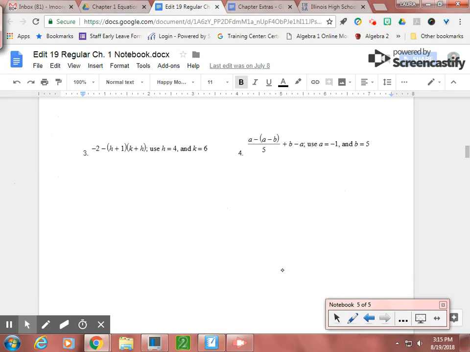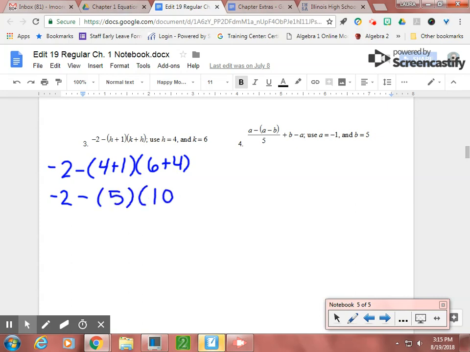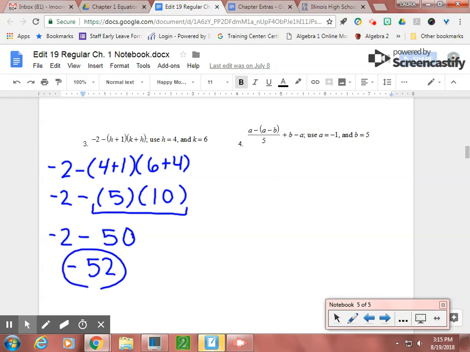Okay, to our last ones here, plugging them in. So I have negative 2 minus 4 plus 1 and 6 plus 4. So work inside your parentheses. I can solve them both at the same time. This set of parentheses is going to give me 5. This set of parentheses is going to give me 10. Now I'm going to multiply those together and get 50. And negative 2 minus 50 is negative 52 for your answer to that one.